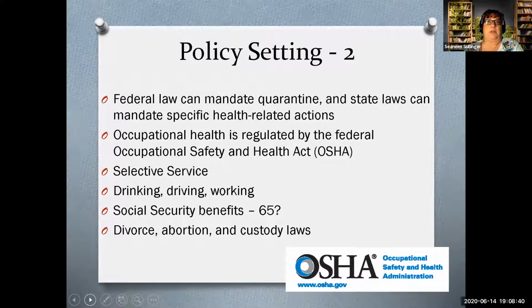You also have OSHA, the Occupational Safety and Health Administration. They're the people that make you wear hard hats when you're on a construction site, or if you have your little liquid paper, you have to know what the antidote to that is. They can do the draft, selective service. They set laws for drinking and driving and working, like your 12-hour shifts or double time, coming back overtime. They can set policy on when you receive your Social Security benefits. And there can also be, on more personal levels, divorce, abortion, or custody type laws.